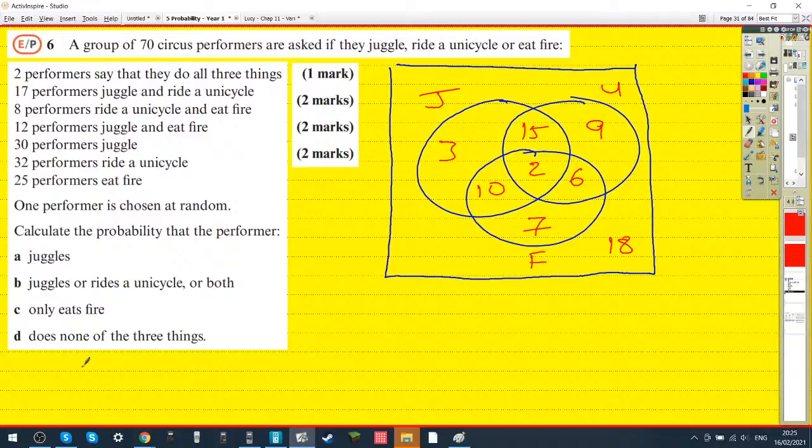Question A. The probability that the performer juggles is 3 out of 70. Oh no, wait, it'd be 3 add 15 add 10 add 2, which is 30. So that's 30 out of 70.